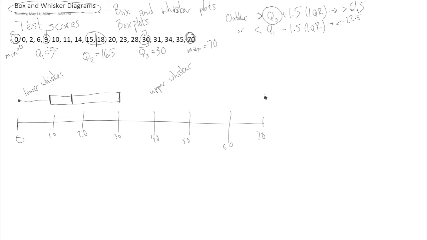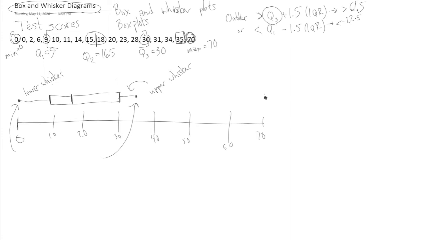The whisker doesn't go all the way there. I'm only going to draw the line up to the last value that wasn't an outlier. So 35 was the largest value that's not an outlier. So I'm just going to put a mark at 35 and then draw the whisker up to there. And now we see that from the smallest value that's not an outlier, in fact there's no outliers in the small direction, to the largest value that is not an outlier, that's a box and whisker plot.